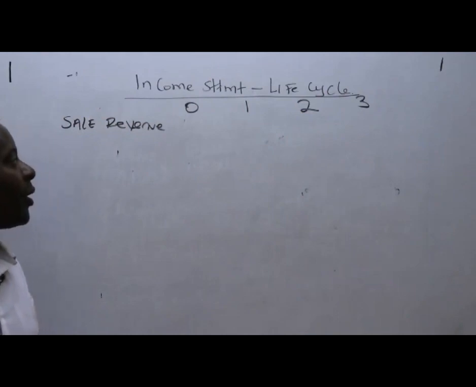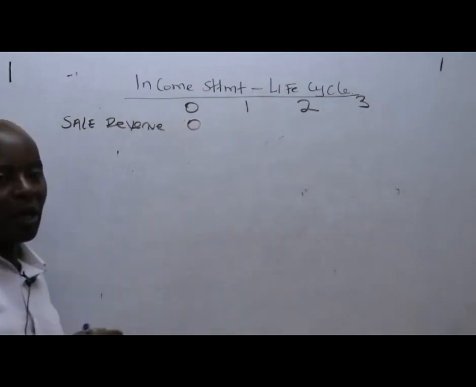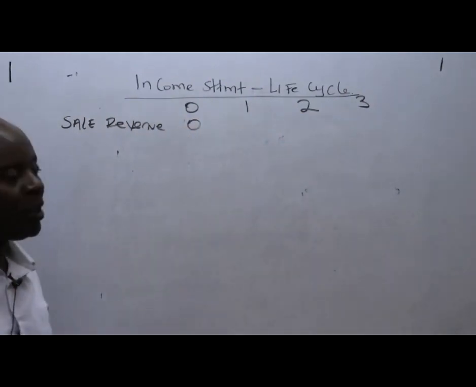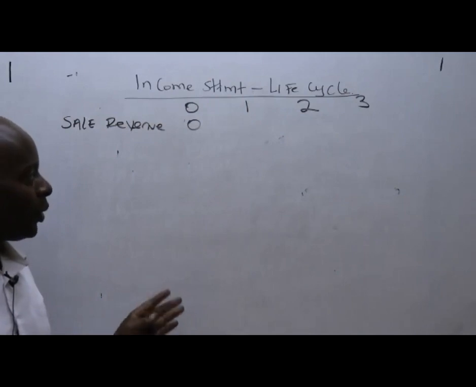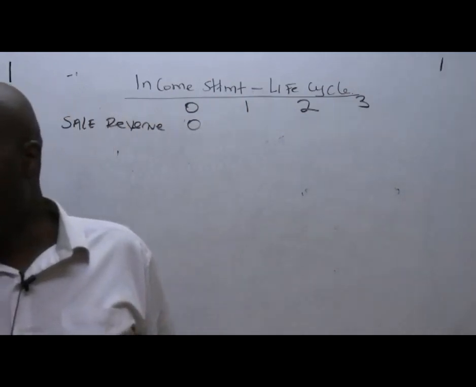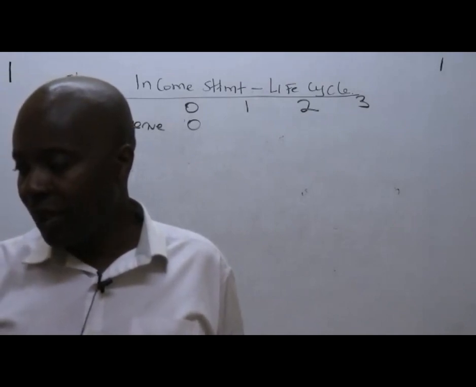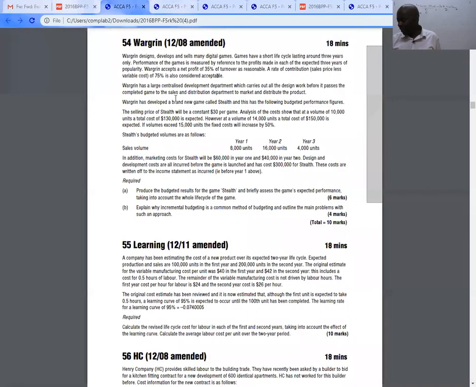Right? So for sales revenue, of course, in year 0, at time 0, we haven't started selling. So revenue there will be 0. Then we go to year 1, where I can see quantity. Of course, it's not lost on me that there is a price given. The selling price is given here in paragraph number 3. The selling price is 30 per game.